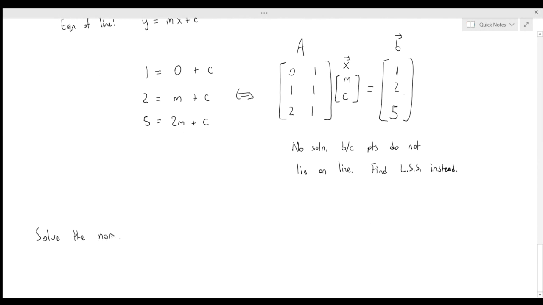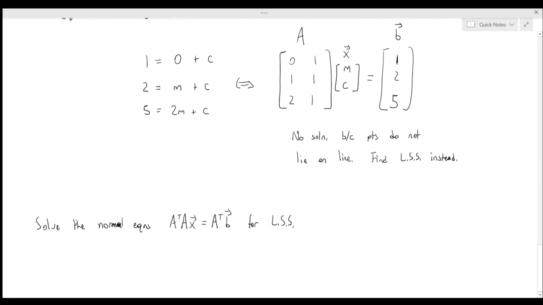So we're going to solve the normal equations, which were A transpose A x equals A transpose B, to get the least square solution. What we'll need to do is compute A transpose A as well as A transpose B. So let's try to do that real quickly. So here is A transpose times A.